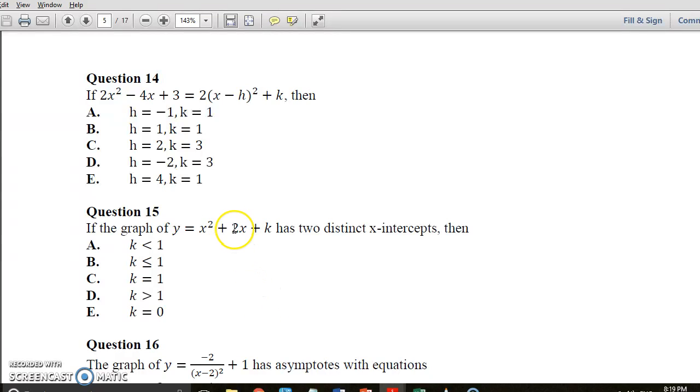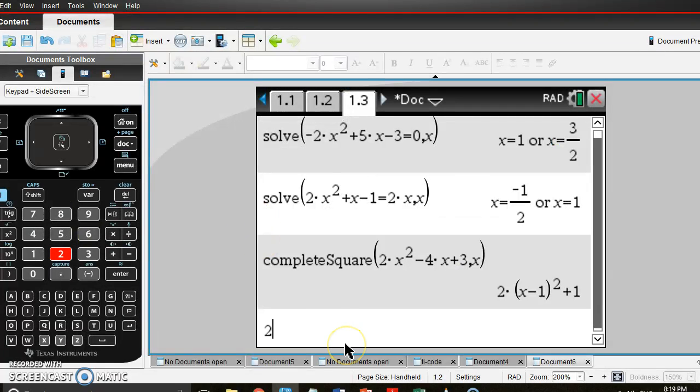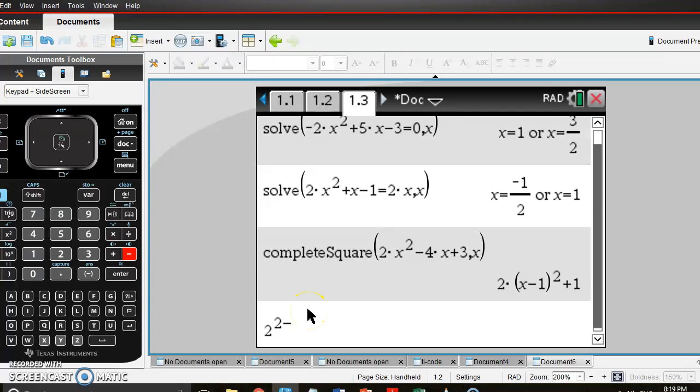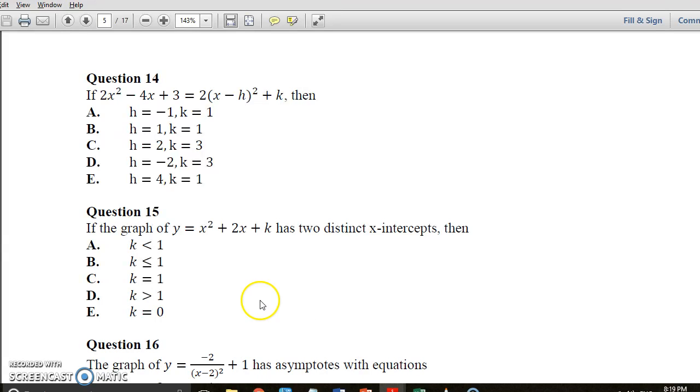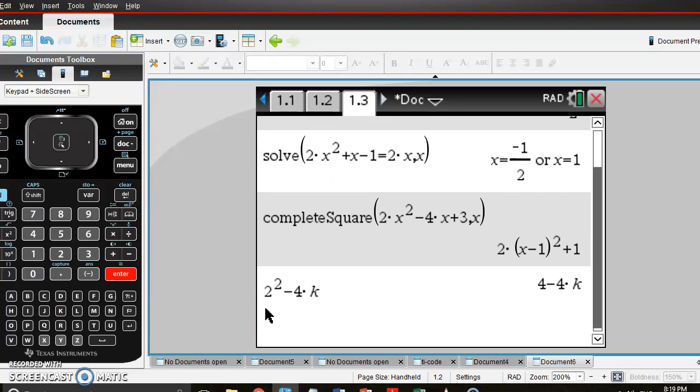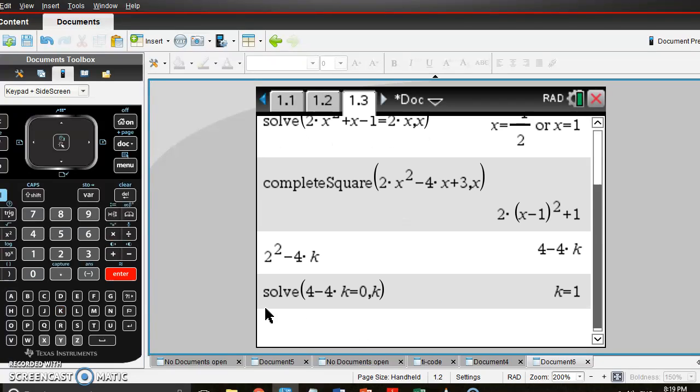So we know it's negative b, so it's b squared, so 2 squared minus 4a, which is 1k. So then that's what we end up with there. So then we let that equal 0. Solve equals 0 for k. So k is equal to 1.